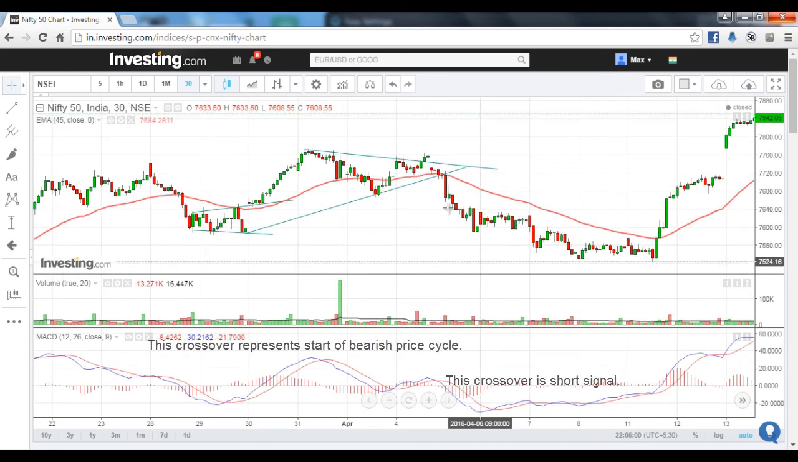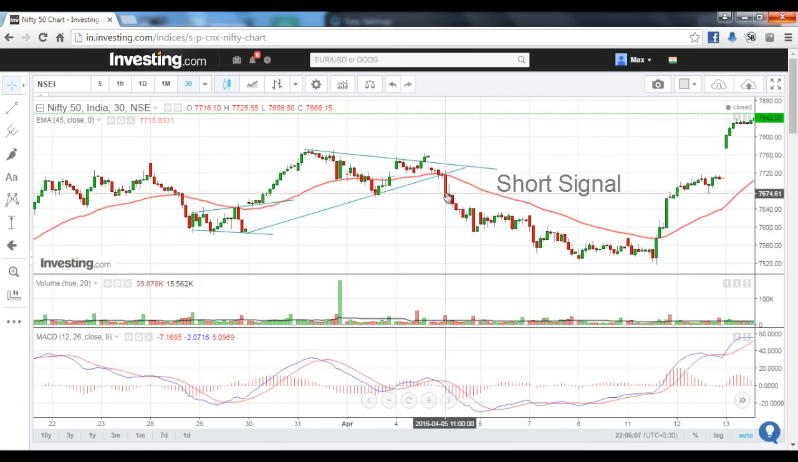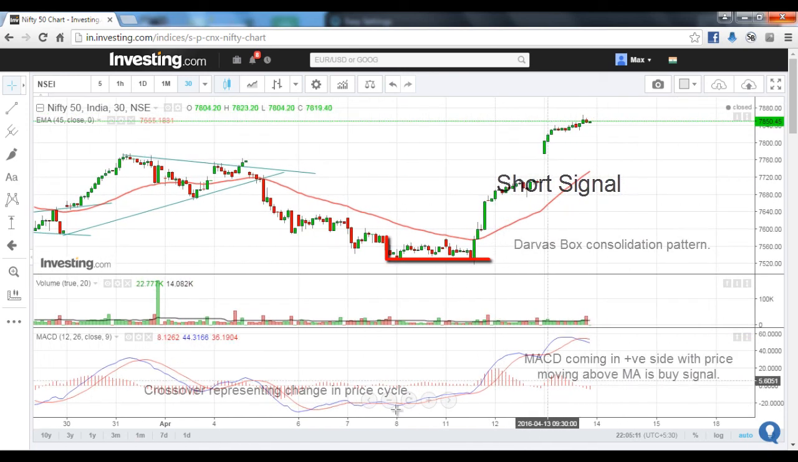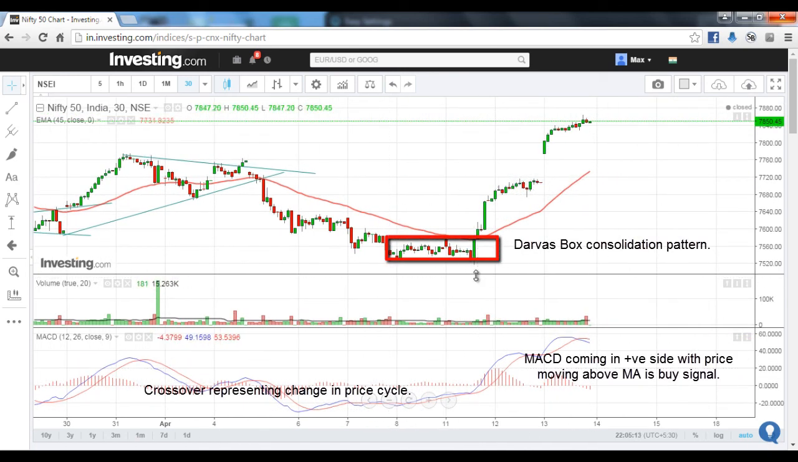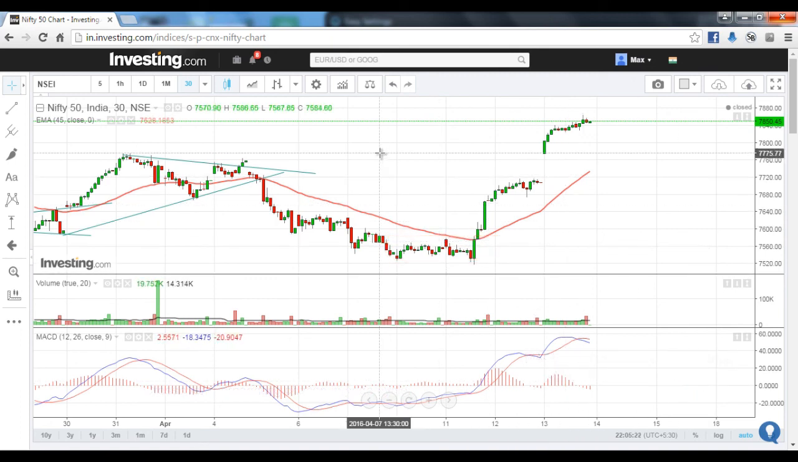Now here again this signal was generated and here the crossover happened, so you would have taken this signal as a buy signal. Again, a signal was generated here and you would have taken a buy signal here with this much risk. So I hope you understand now how you can use moving averages to actually take entries and exits while trading.